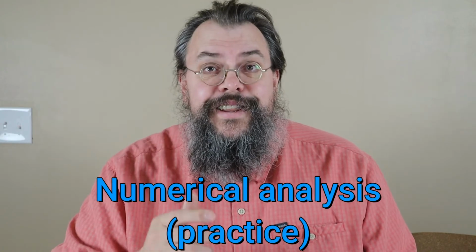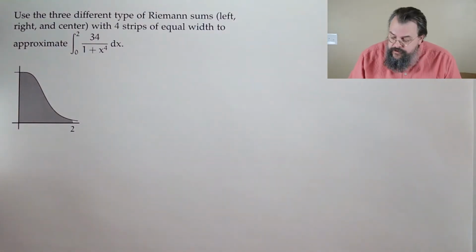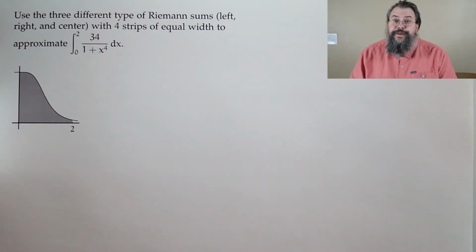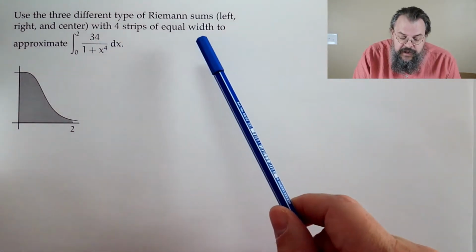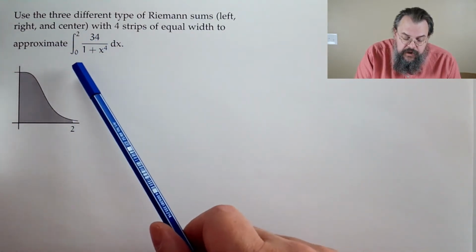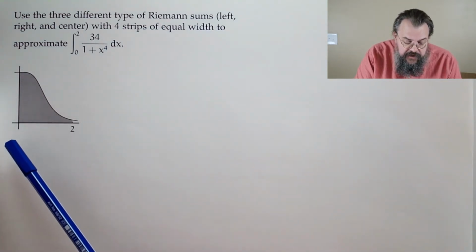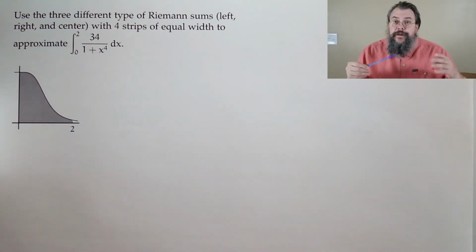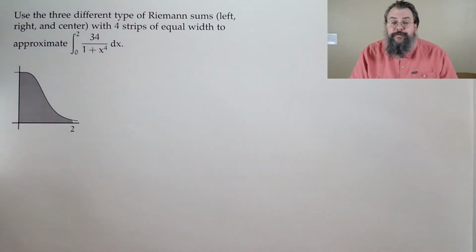Well, let's begin. Our first problem. Use the 3 different types of Riemann sums, left, right, and center. Ooh, it sounds like a political show, right? Left, right, and center. Well, anyways, with 4 strips of equal width, approximate the integral from 0 to 2 of 34 over 1 plus x to the 4th dx. So this is the graph of 34 over 1 plus x to the 4th. You can see it has a dramatic change as we go from 0 to 2.